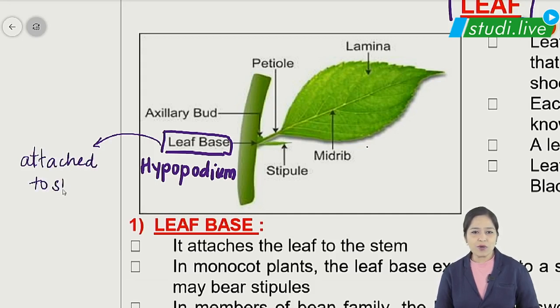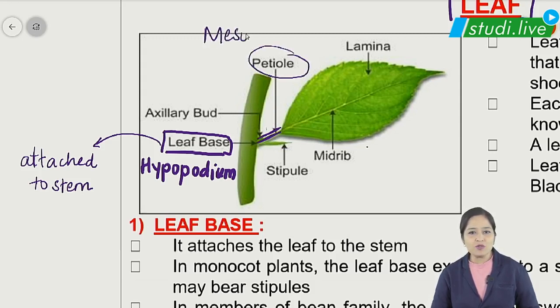So this is known as leaf base or hypopodium. Here we can see this middle part, which is the petiole. This petiole is also known as mesopodium. So this mesopodium is the middle part.